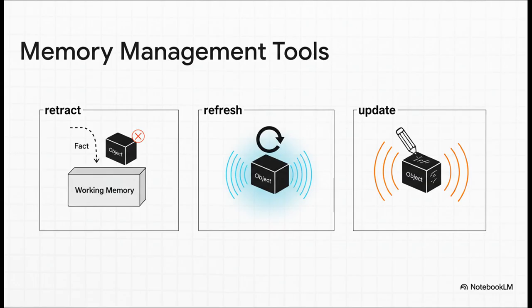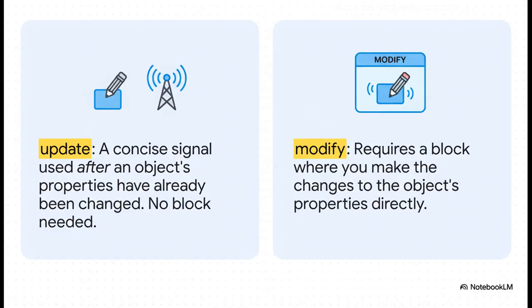And then there's update, which signals that an object is changed inside the rule, telling the engine to reevaluate everything that depends on it. Now, it's really important to get the subtle difference between update and modify. Remember, modify needs a whole block where you actively make the changes. Update is more like a quick shorthand you use after the changes are already done. It's just a simple signal to the engine like, hey, this object is different now, you might want to recheck your work.